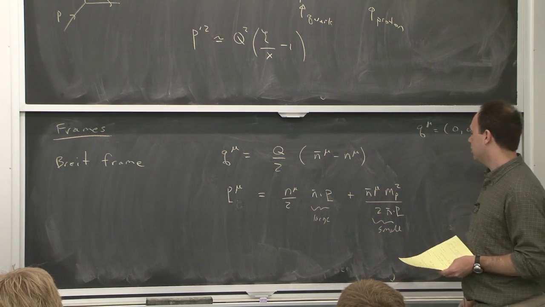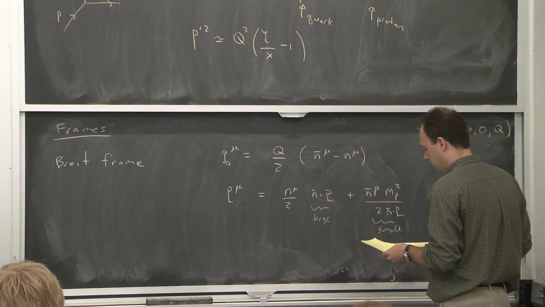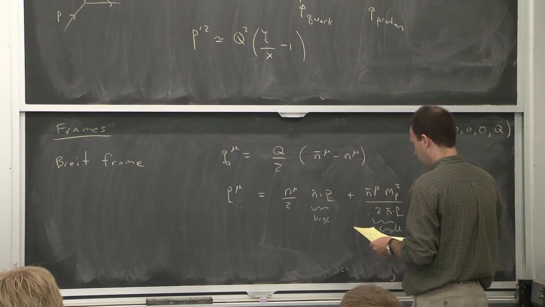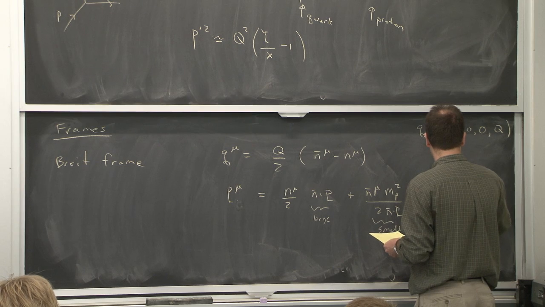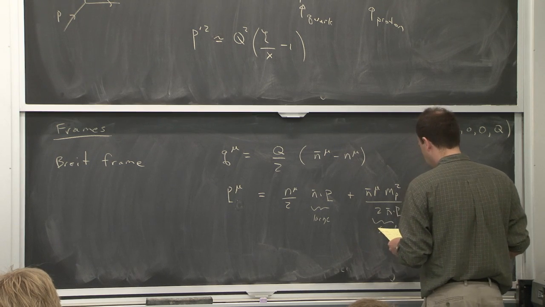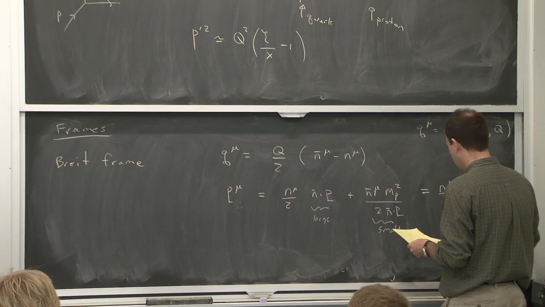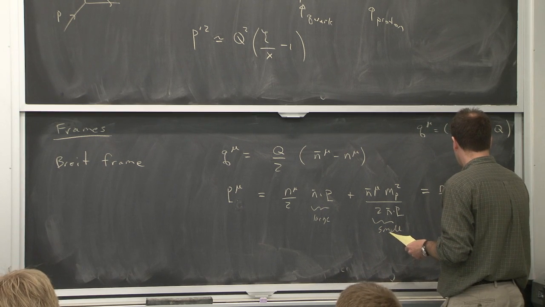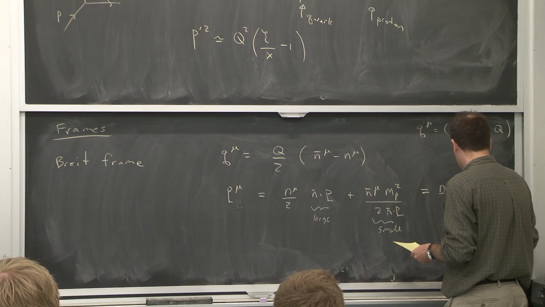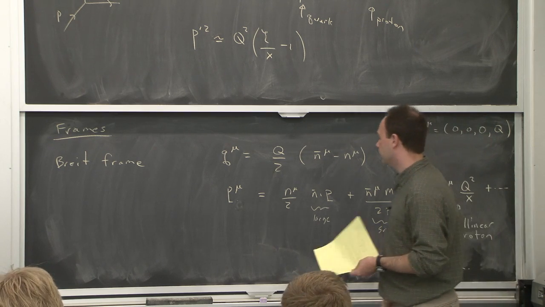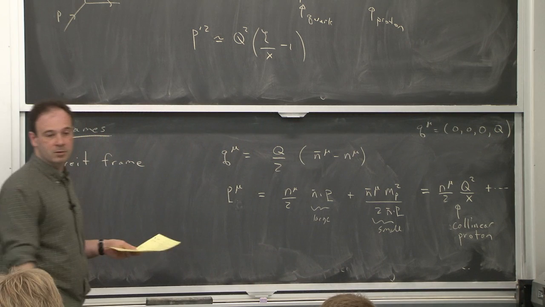And if you have a large component in some light-like direction, that means it's collinear. So, using momentum conservation, you could write it like this. And it has a kind of collinear scaling. So what we have in deep inelastic scattering in the Breit frame is that the incoming proton is a collinear proton.